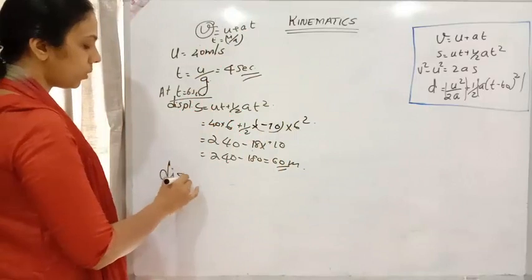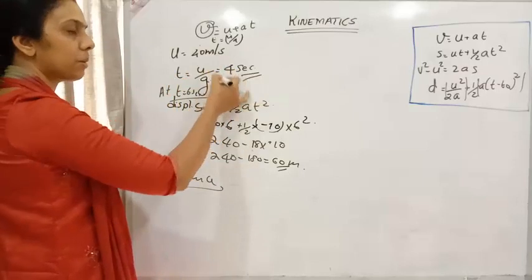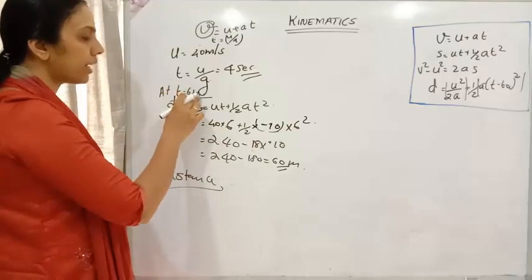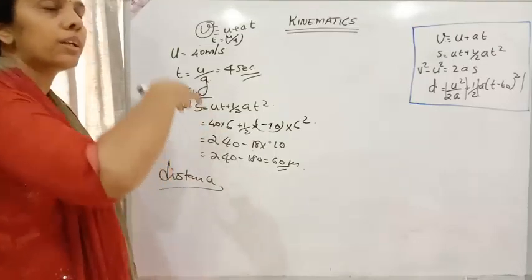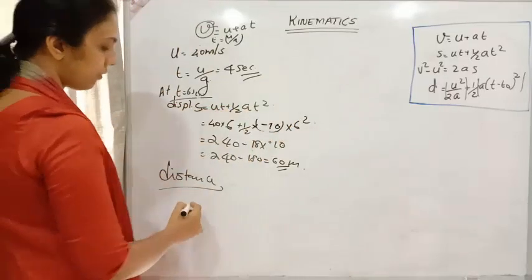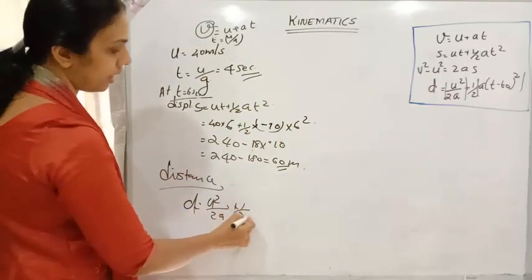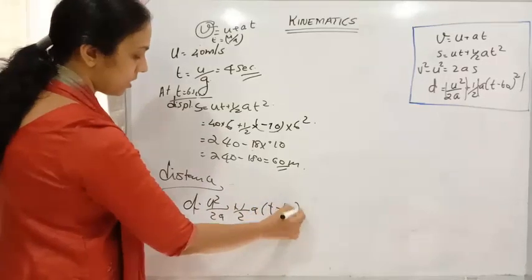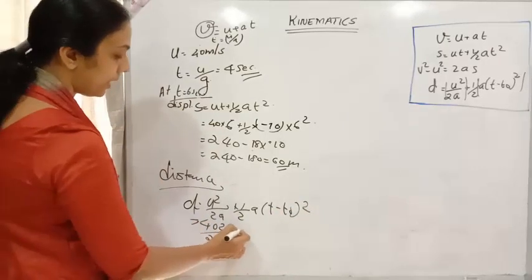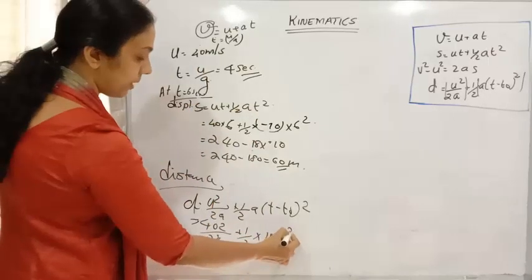Now how can we find out the distance? When I am calculating the distance, to reach the maximum height it is taking only 4 seconds. Here they told us to find out after 6 seconds, so it started traveling in the downward direction. So we should use the formula D equals U square by 2A plus half A into (T minus T0) the whole square. U square here is 40 square divided by 20, plus half into 10 into (6 minus 4), that is 2 square.